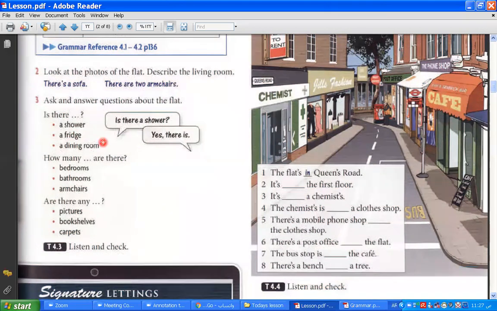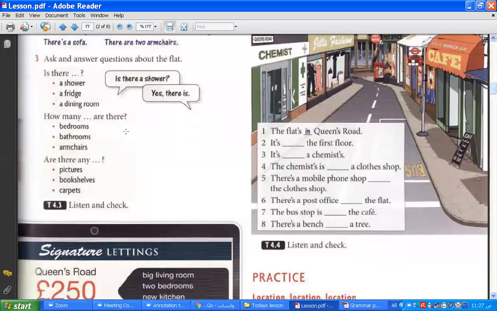And we have these questions. Is there, and the answer yes or no. So, Sumaya and Dua, you are hearing? Yes. So, Sumaya, can you ask Dua about a shower in this apartment? Is there a shower in the flat? Yes, there is. Thanks. Thank you very much.